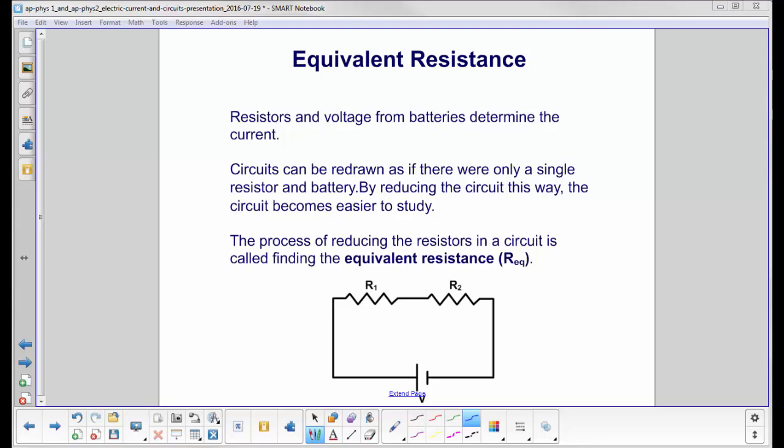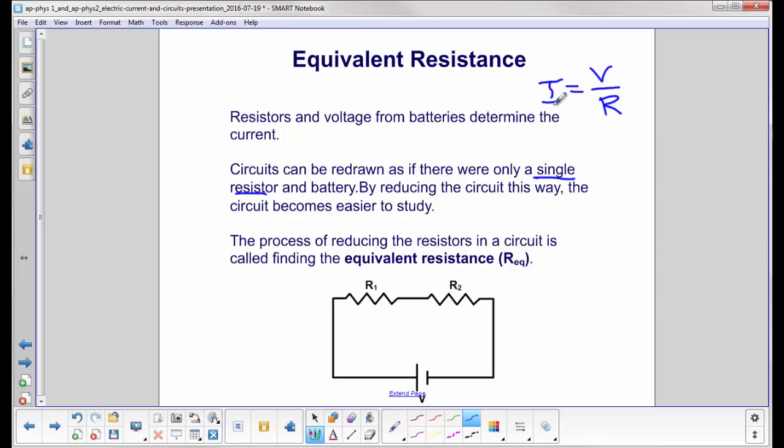Resistors and the voltage delivered by the battery determine the current. We use Ohm's law: I is equal to V over R. Circuits can be redrawn as if there were only a single resistor and a battery. By reducing the circuit this way, we can study it better. The process of reducing the resistors in a circuit to one resistor is called finding the equivalent resistance.